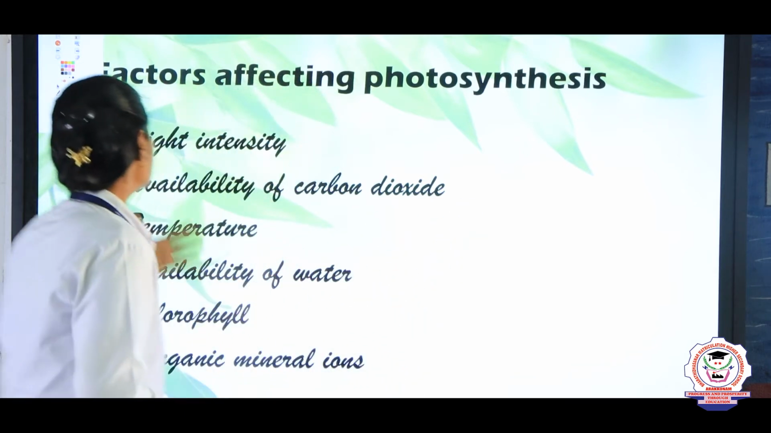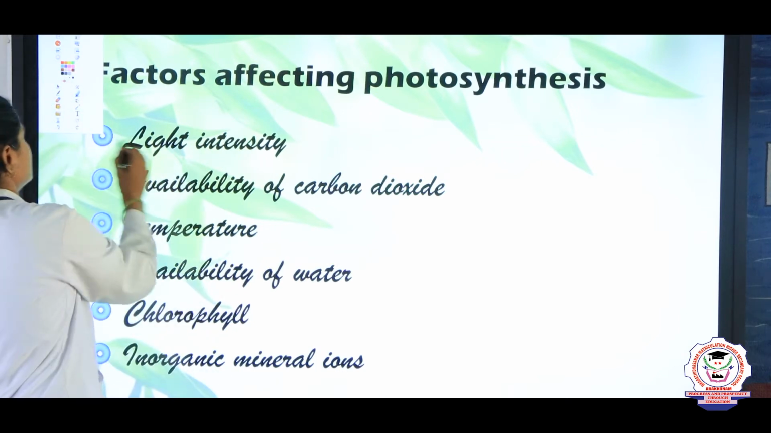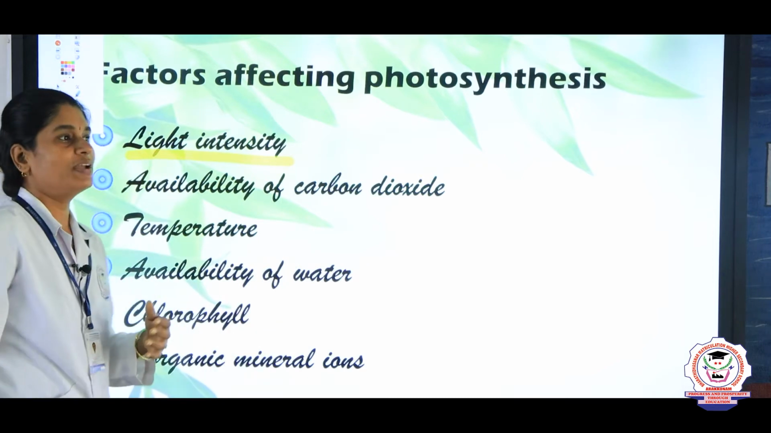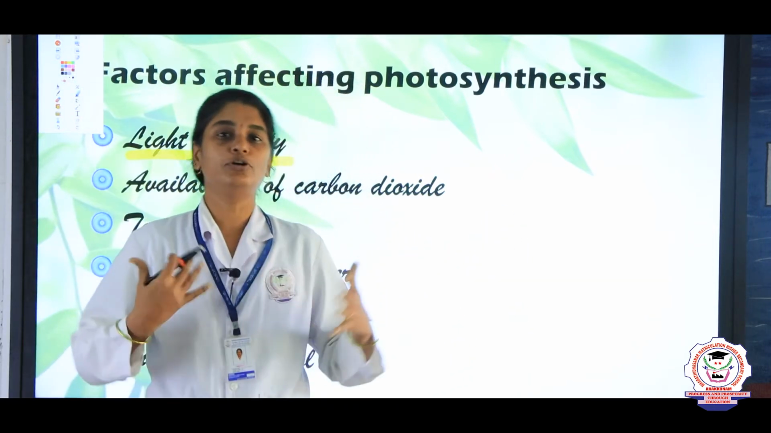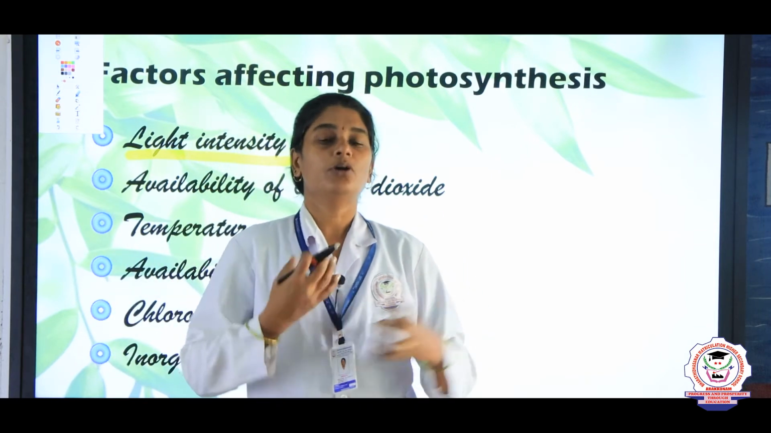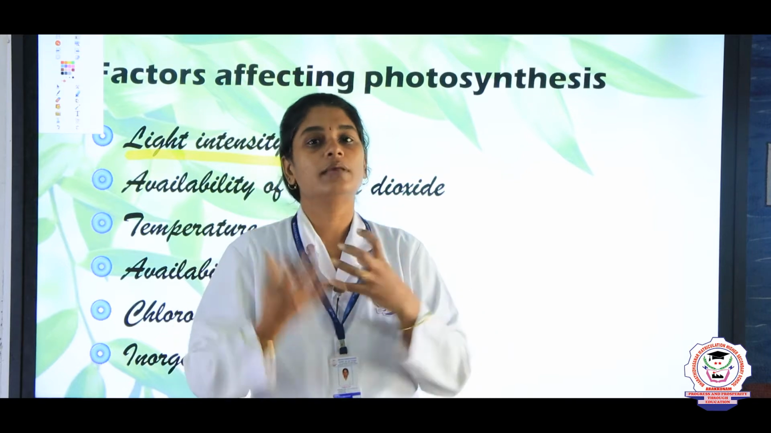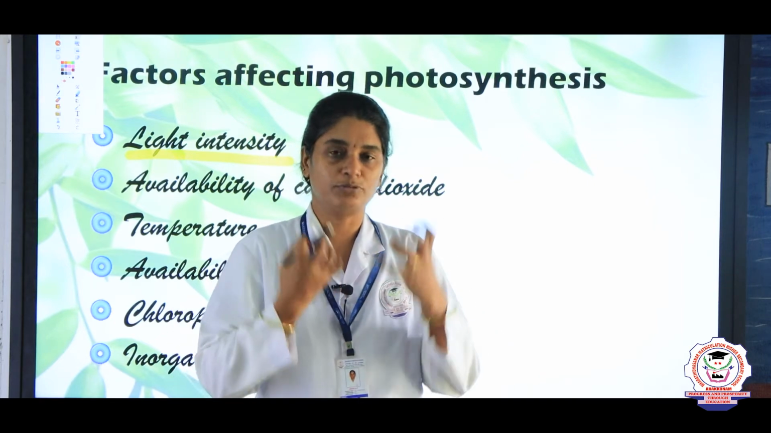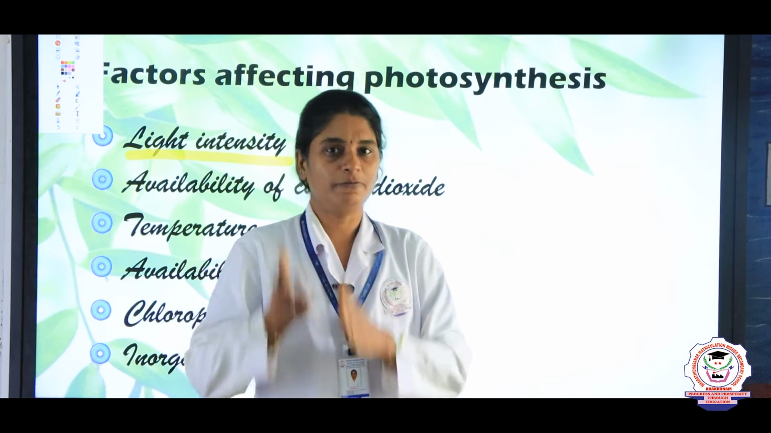Okay. So, first we are going to see the first factor, light intensity. When the light intensity increases, the plant is able to produce more food. If the light intensity decreases because the sunlight intensity is less, the chlorophyll cannot absorb much sunlight, and thereby that will affect the process of photosynthesis.